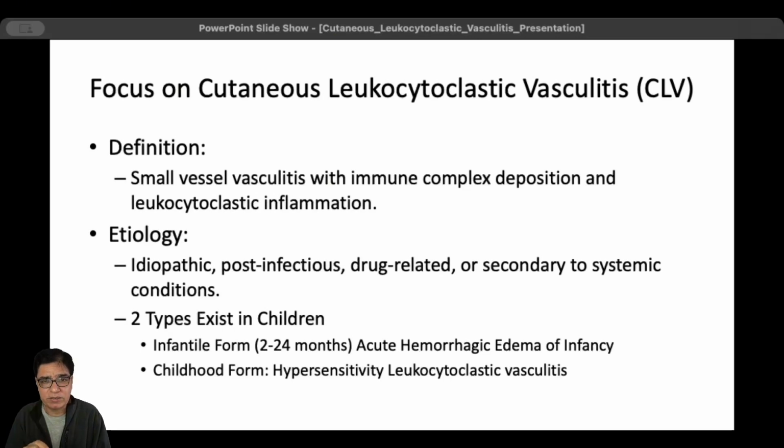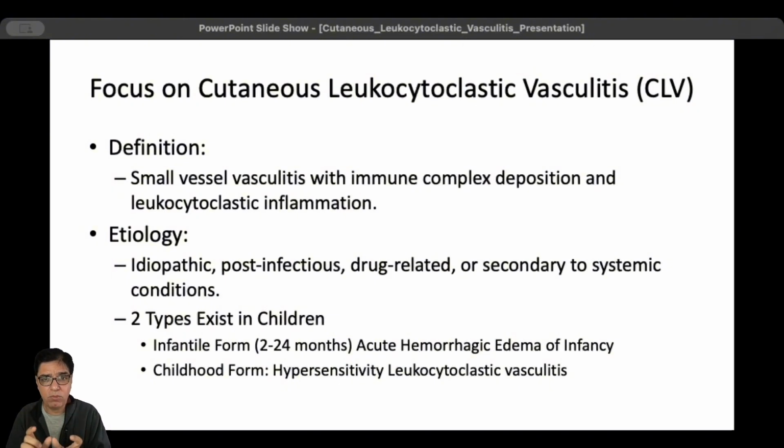Now, in pediatric practice, regarding leukocytoclastic vasculitis, there are two types that exist. Number one is the infantile form, which usually occurs in children 2 to 24 months. Some books say 6 to 24 months. This is known as acute hemorrhagic edema of infancy.